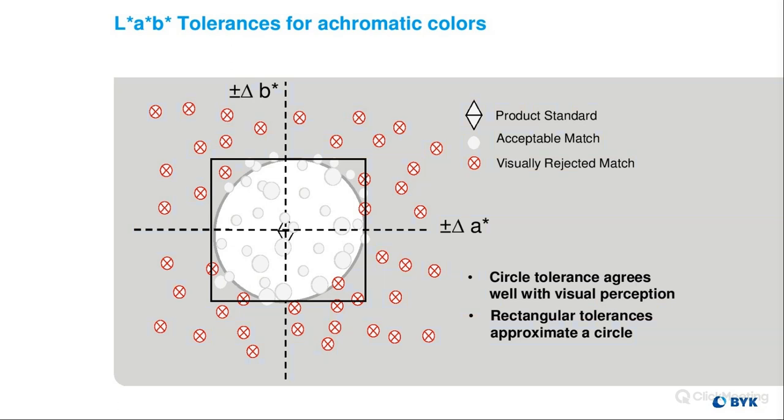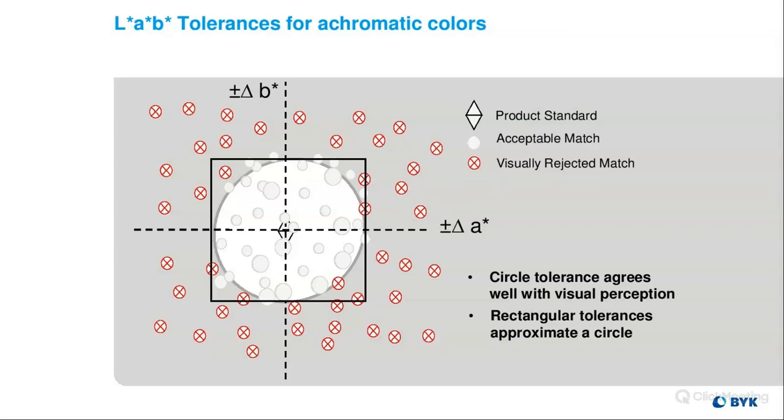So with that background, talk a little bit about tolerancing. This is an example where we have our standard, which is right in the middle here, and we have acceptable matches, so acceptable samples that pass our visual evaluation inside here, and then we have our visually rejected matches. Those are all the little circles with the X's on them.